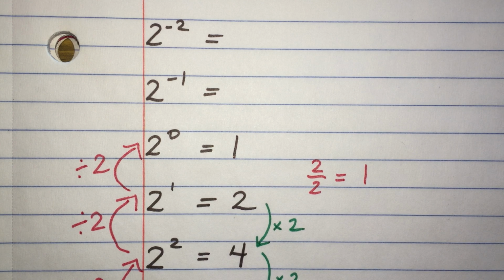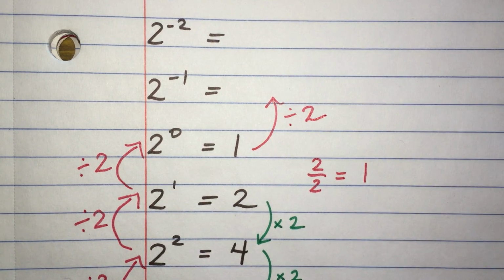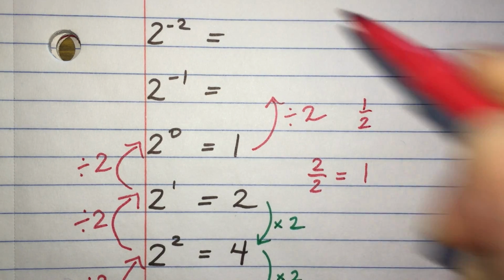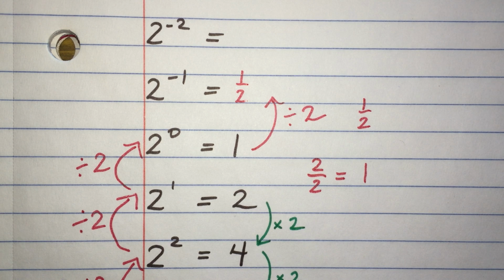Let's keep moving back on up. So if we divide by 2 again, I'll take it out on this side now. Divide by 2 to go back up. 1 divided by 2 is a half. So 2 to the negative first power is a half. Whenever you see a negative exponent, it means basically a fraction, the reciprocal, 1 over that base.